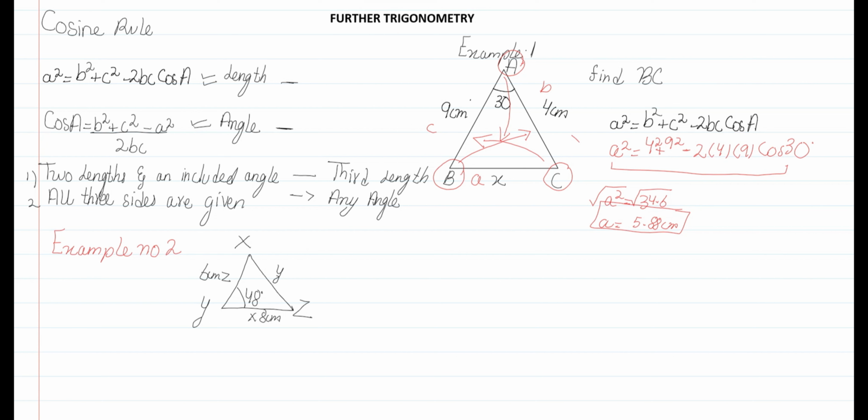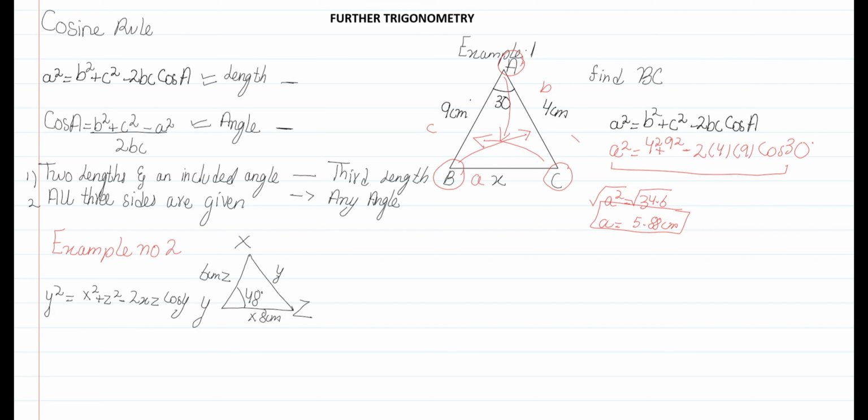So a you have to replace with y, y square. When you have to find the y square, the other two sides you have to add, and you have to first find the square and then you have to add up with each other. So x square plus z square minus 2xz cos y.